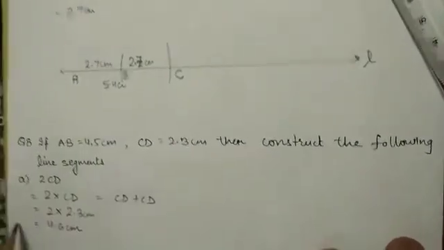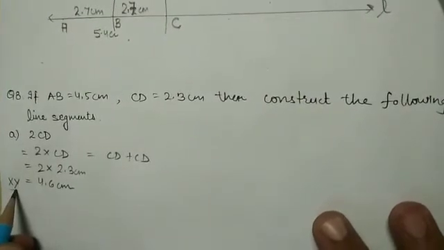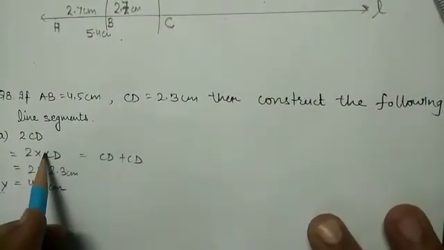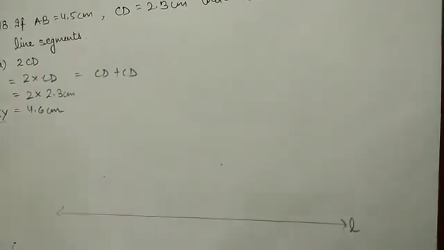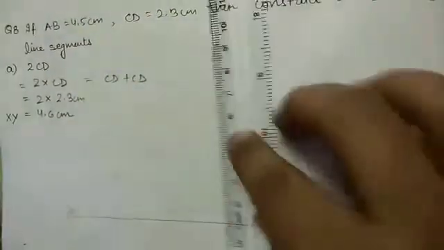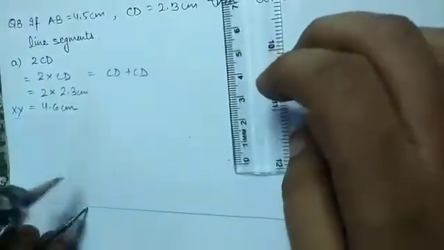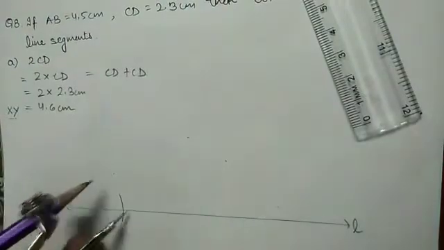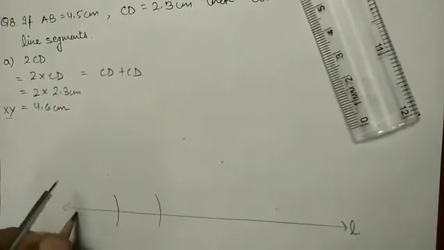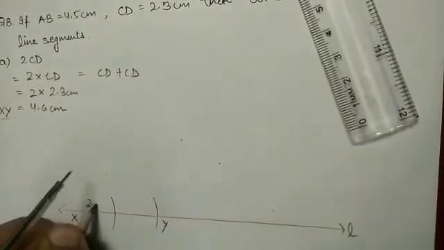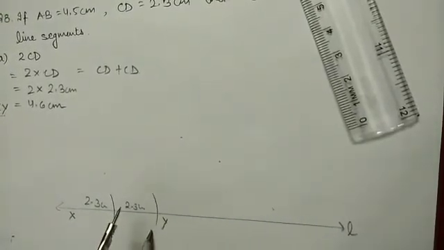Now the new segment, let that be XY. Always prefer to give some different name to these segments because A, B, C, D are already used. We won't take these again. Now once again draw a line. Now measure 2.3 with the help of your compass. Take an initial point here, mark an arc. As the length is 2CD, I will take 2 times CD and my new segment XY is 2.3 and 2.3, that is equal to 4.6 centimeter.